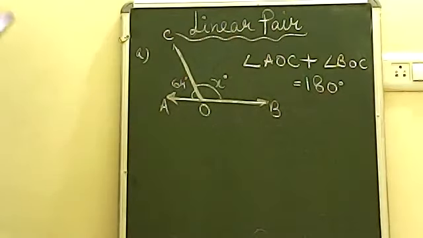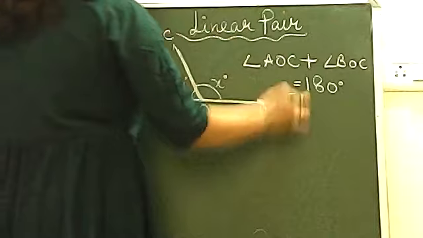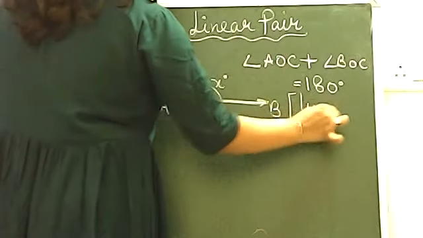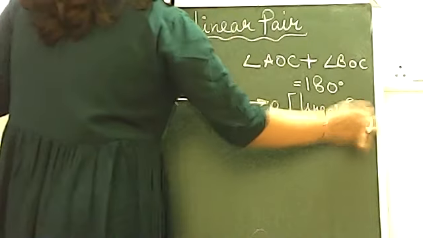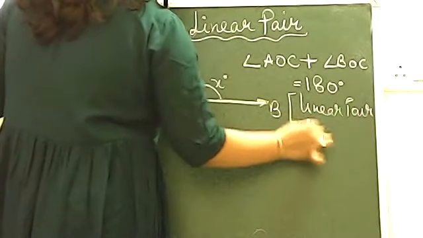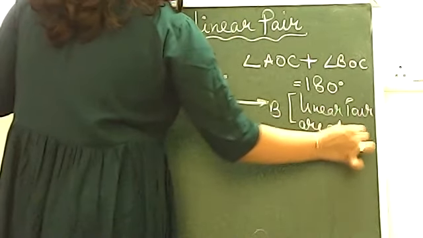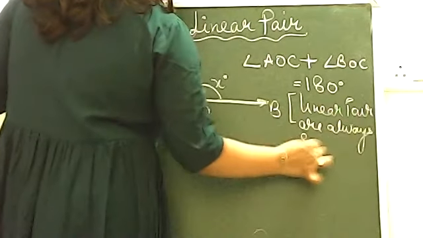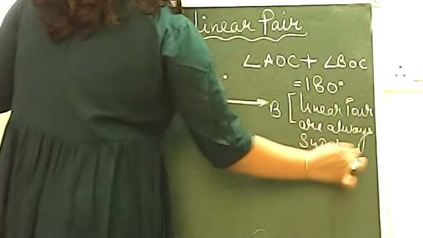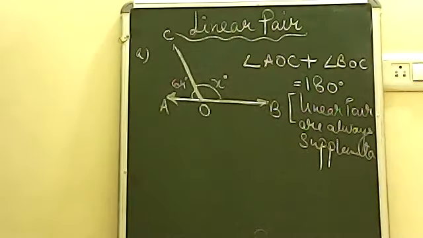Now, why are we getting 180 degree? Because they are a linear pair. So please mention the reason that linear pairs are always supplementary. Okay, include the whole line here.